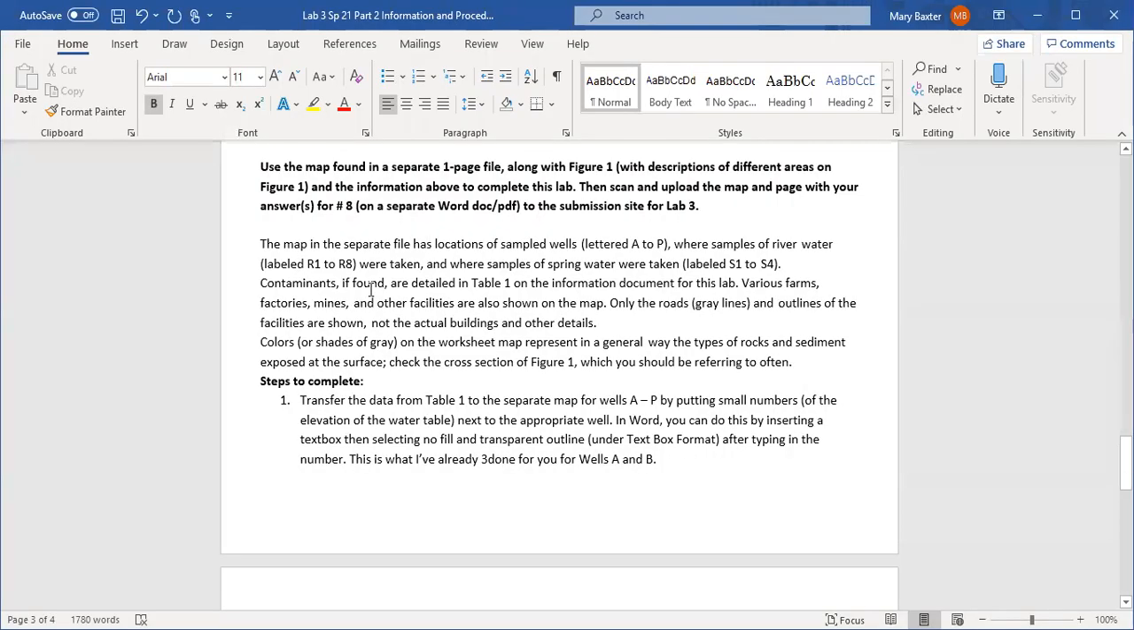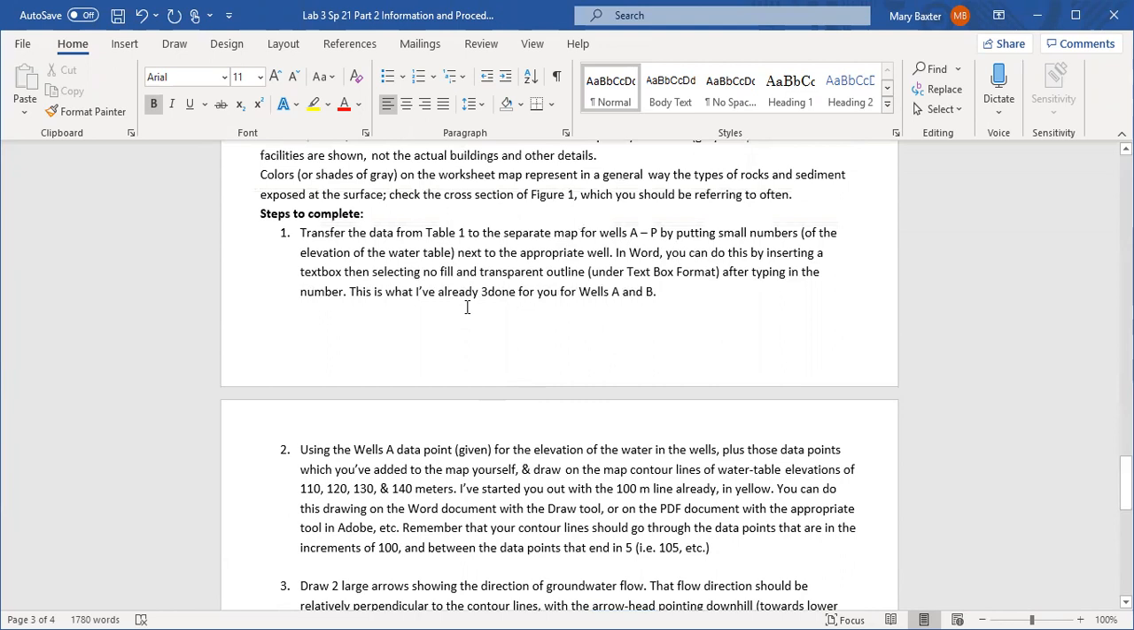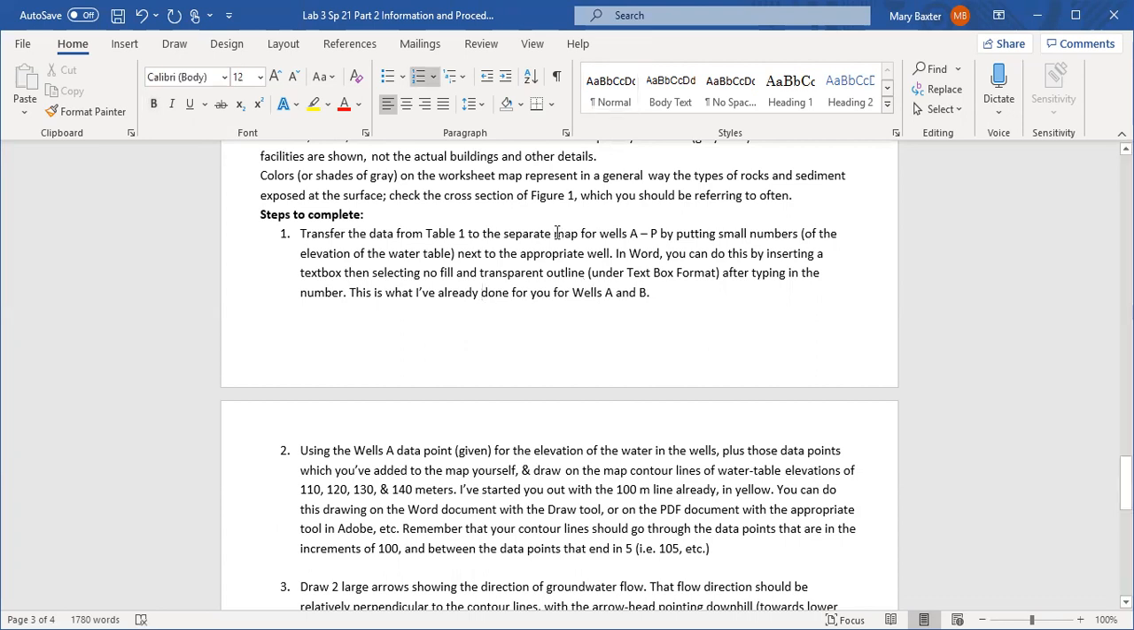All right, so steps to complete. This is like a longhand format of what I wrote on the side of the page that has just the map on it. All right, so the first thing you're going to do is transfer the data from table 1 to the separate map for the wells A through P, by putting small numbers of the elevation of the water table next to the appropriate well. In Word, you can do this by inserting a text box, then selecting no fill and transparent outline under the text box format after typing in the number. This is what I've already done for you in wells A and B.